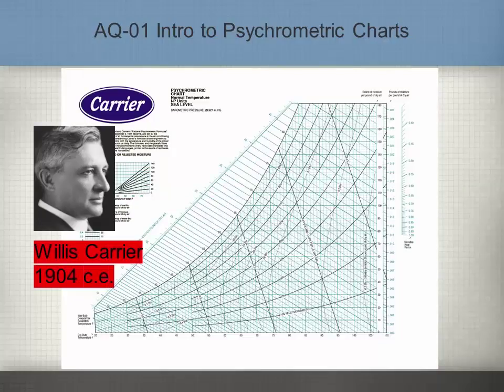Willis Carrier is considered the inventor of the mechanical refrigeration process, otherwise known as the air conditioning system. Willis Carrier was also the first person who pioneered the study of air quality. His study led to the creation of this psychometric chart in 1904.